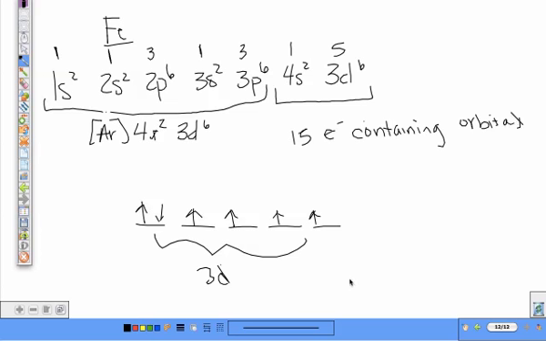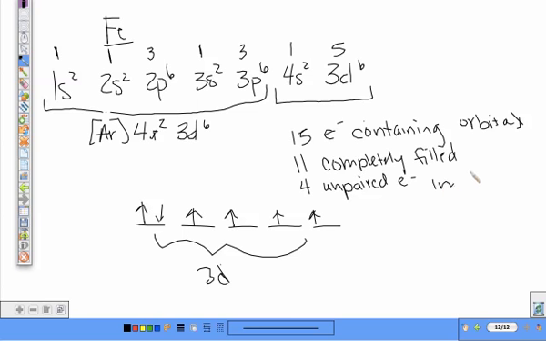Now the next question says how many of these are completely filled? Right, 4 of these are not completely filled, correct? So we take away those 4 and we'd have 11 completely filled. And then the next one says how many unpaired electrons are there? 4 unpaired electrons. And then where are those electrons located? Yep, in the 3D sublevel. So they're in 3D. Does that make sense?